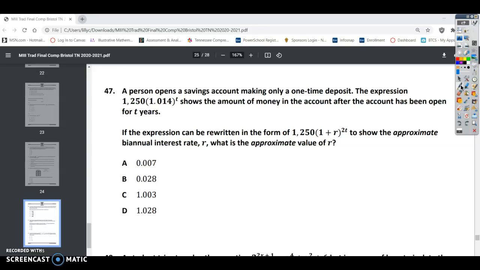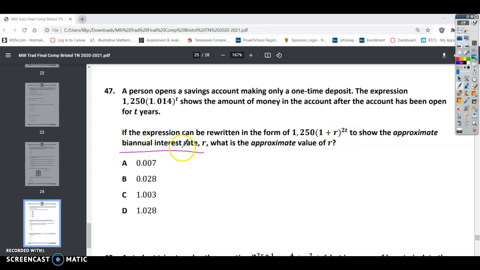If the expression can be rewritten in the form $1,250 times (1 plus r) raised to the 2t to show the approximate biannual interest rate, what is the approximate value of r? All right, so biannual, you can see they've added a 2 here.